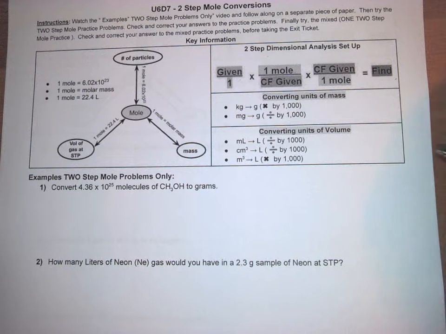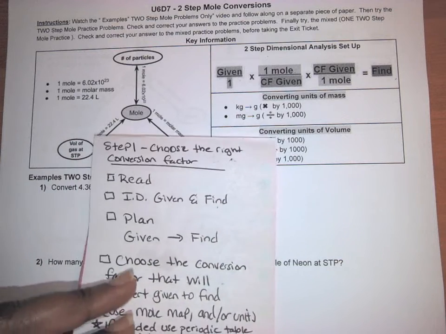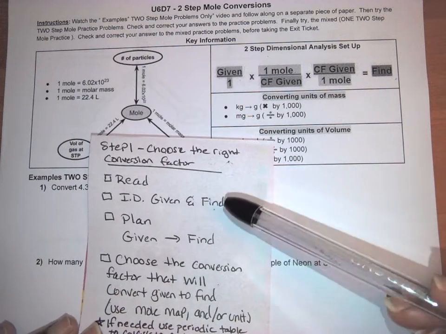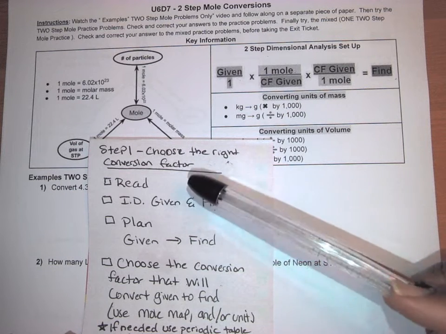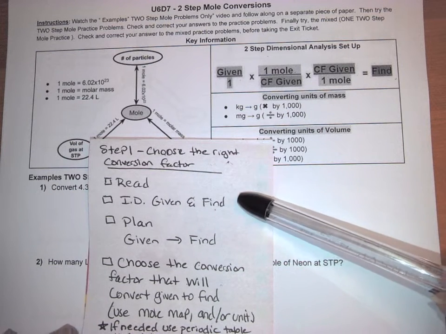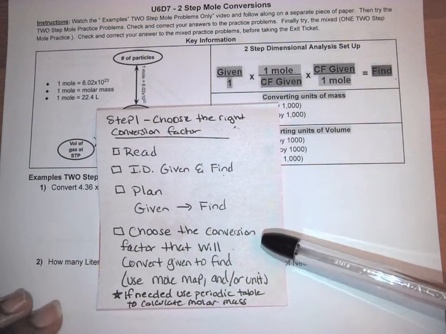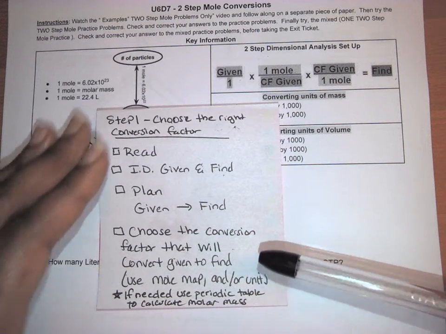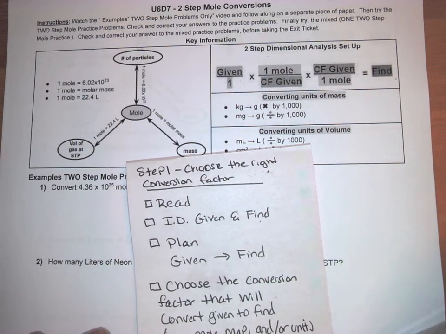So, as you saw from the intro video, the two-step mole conversion problems are very similar to the one-step mole conversion problems. In that the first thing that you're going to do in these problems is you're going to choose the right conversion factor. To do that, you read the problem, identify your given and your find, map out your plan to go from your given to your find, and then you choose the right conversion factor, and you can use either the mole map or your understanding of the units to do that.